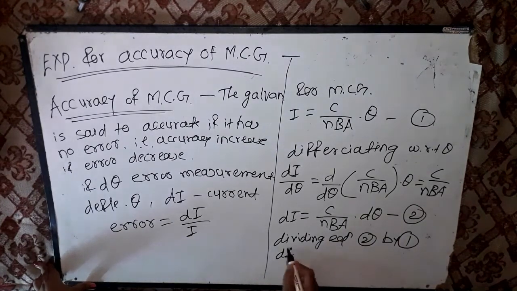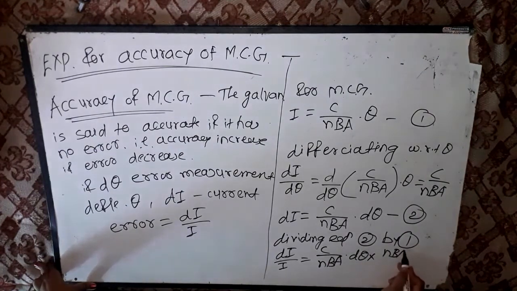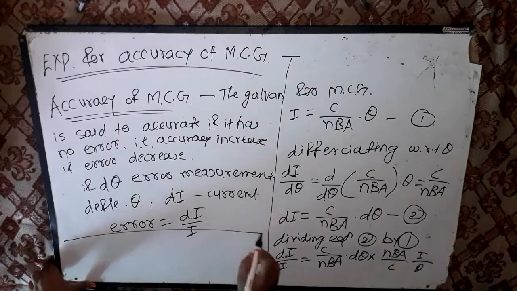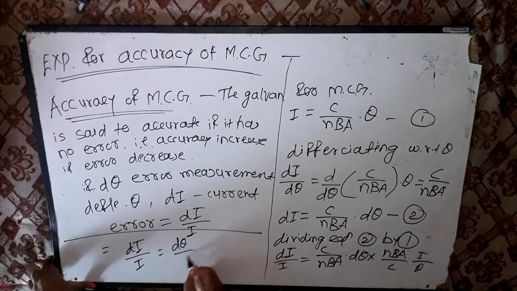So dI by I is equal to C upon NBA into dθ into NBA upon C, so one upon, sorry, I upon θ. Solving this step, dI by I is equal to dθ upon θ.